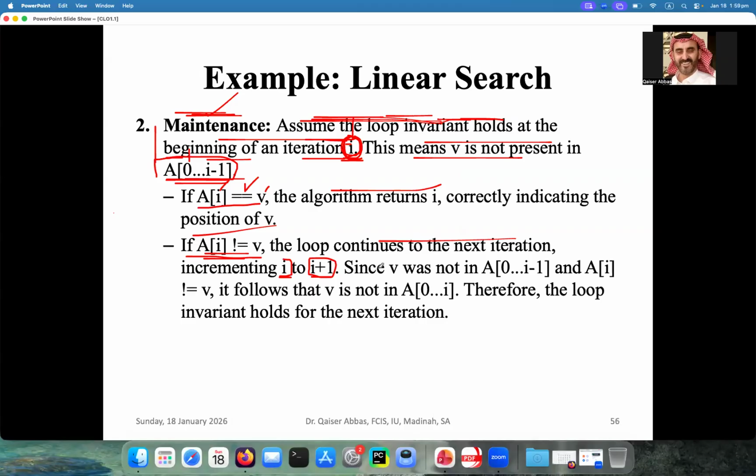So now how can you write this theoretically? Since V was not in the A, we already checked that V was not in A from 0 to I minus 1. It was not there.